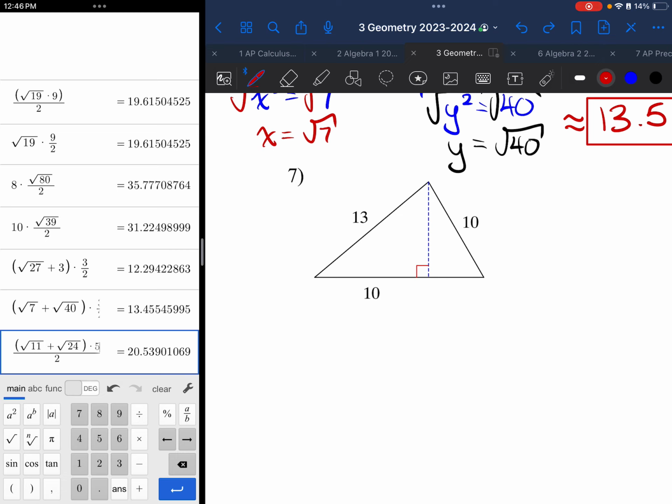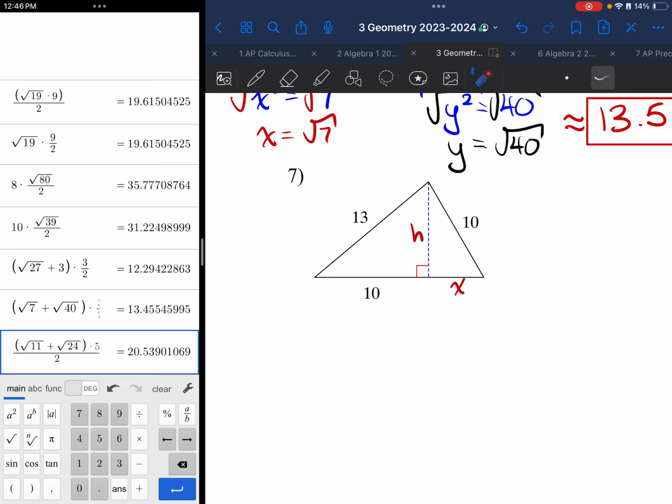Again, we need a base and a height. We're missing both. I don't know that, and I don't know that. I know that this is going to be the height. I'm going to call it h. I'm going to call this, I don't want to call it the base because that will be confusing. The base is 10 plus this number, so that intermediate step, we'll just call that x.